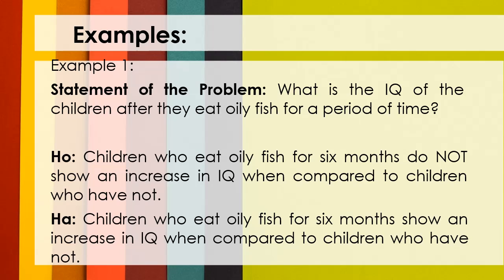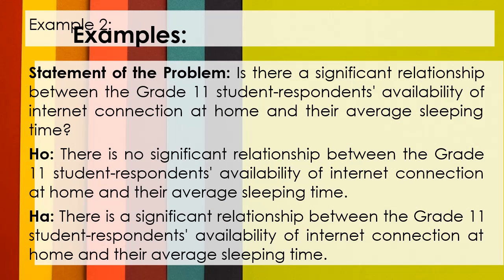Take a look at the following examples. Statement of the problem: what is the IQ of the children after they eat oily fish for a period of time? HO, or null hypothesis: children who eat oily fish for 6 months do not show an increase in IQ when compared to children who have not. HA, or alternative hypothesis: children who eat oily fish for 6 months show an increase in IQ when compared to children who have not.